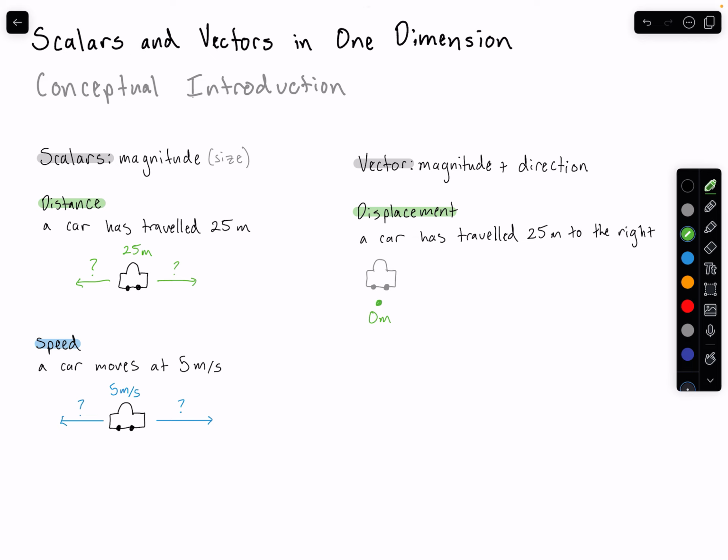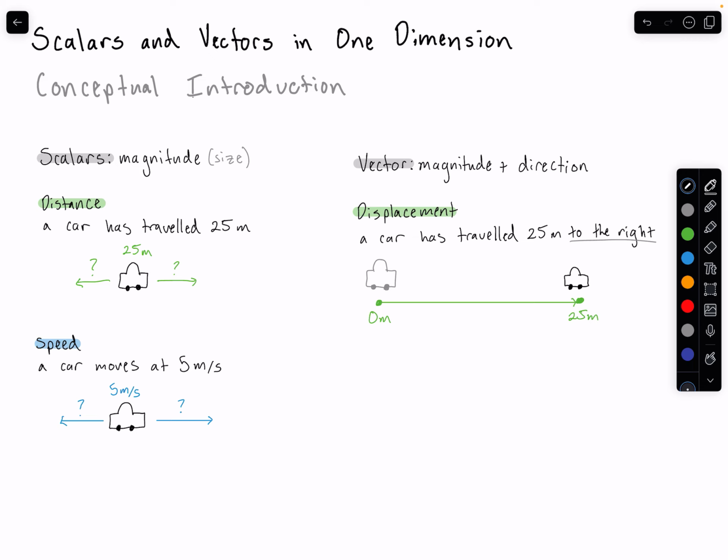And since we know that it's to the right, we're being given some direction, we can draw a line and say, okay, the car has gone 25 meters to the right from its initial position. So the car is now right here. So we not only have the magnitude, or the size of how far it's gone, but we have the direction as well. So we've covered distance versus displacement.